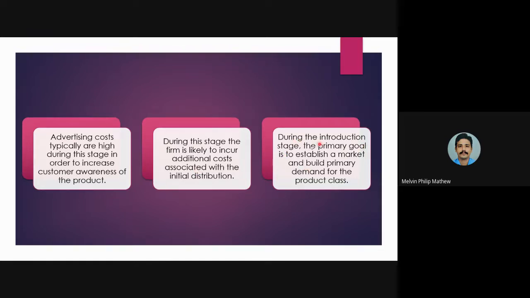Then during the introduction stage, the primary goal is to establish a market and build primary demand for the product class. In the introduction stage, we are doing advertising so that customers are aware of the product, and it has to be established in a market for sufficient demand. So much demand must come for this product that people will buy it and use it frequently, and then the company can earn much of the profits.